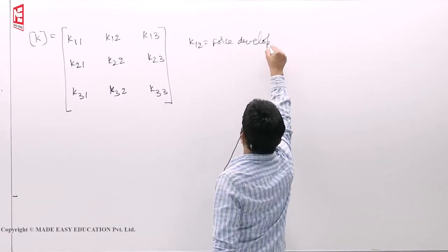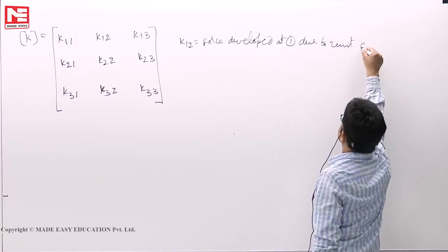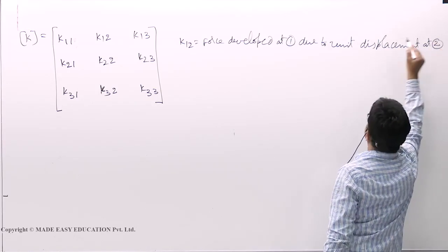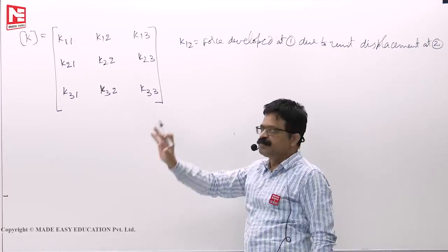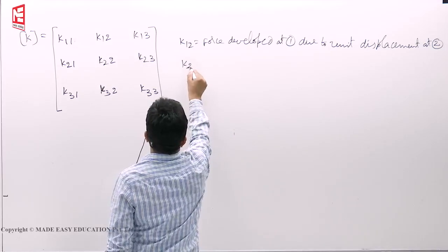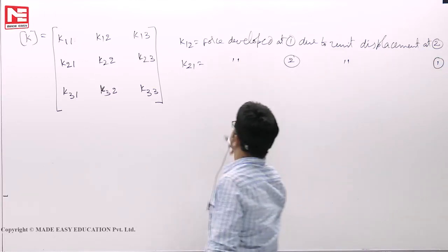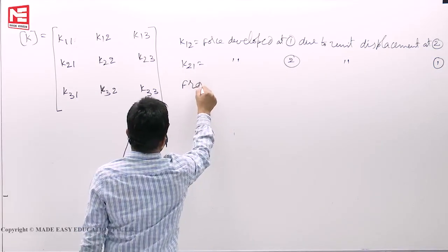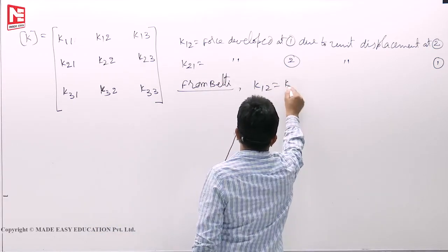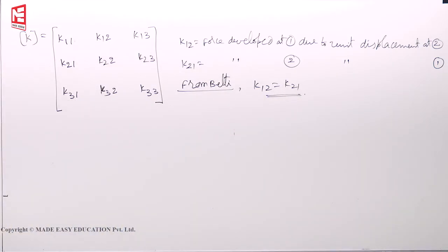So, you will get how to read K12. Force developed at 1 due to unit displacement at 2. In which structure? Restrained structure, means symbolic representation of fixing the displacement structure. Then K21, force developed at 2 due to unit displacement at 1. Now, as I have explained to you earlier, from Betti, K12 must be K21. That is the meaning of symmetry.